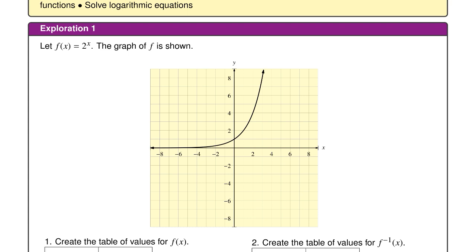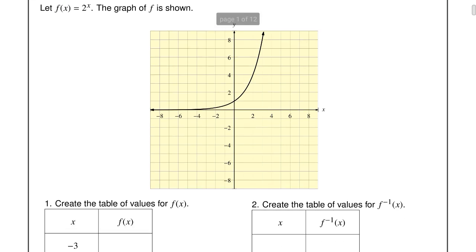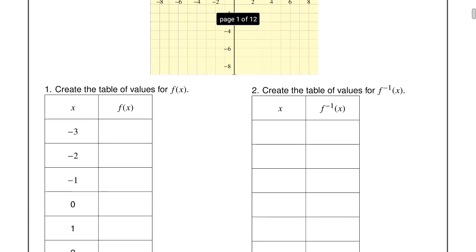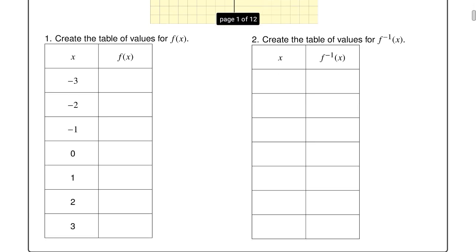All right, so hopefully you had a chance to do the exploration, and let's go ahead and take a look at this. So we have f of x is equal to 2 to the x, and the graph of that is shown. That's the exponential that we studied in the previous section. It says go ahead and create a table of values for f of x. We did this last time, so I'll just go ahead and fill this in quickly. And then it says create a table of values for f inverse.